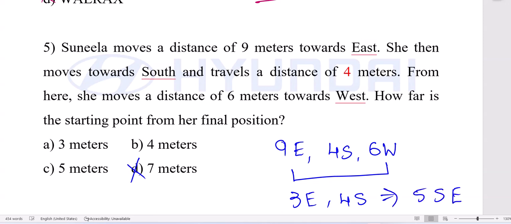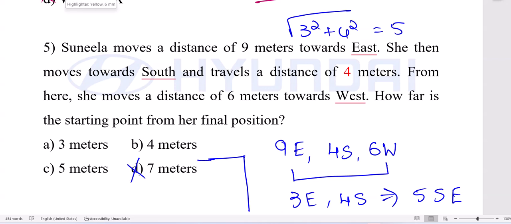How 5, sir? Whenever you get southeast, northeast, northwest and southwest, we have to apply the Pythagoras theorem. Root of 3 square plus 4 square, which is nothing but 5. So why do we need to apply the Pythagoras theorem? You can see 3 east and 4 south will automatically create a right angle triangle. You want the shortest path, and this is the one. From this point to this point, the shortest path is this.